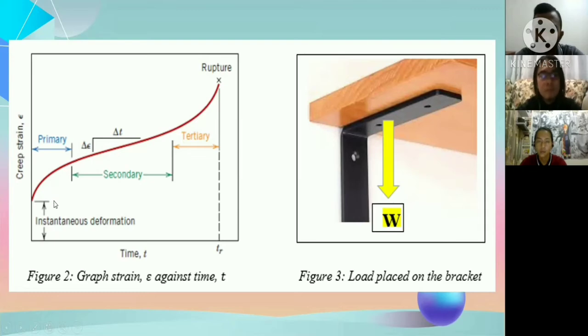At the primary stage, the rate at which the metal deforms starts at a rapid rate and it decreases with time as the metal undergoes strain hardening before it reaches a constant value. So what will happen if the metal undergoes strain hardening? It offers more and more resistance to further elongation.